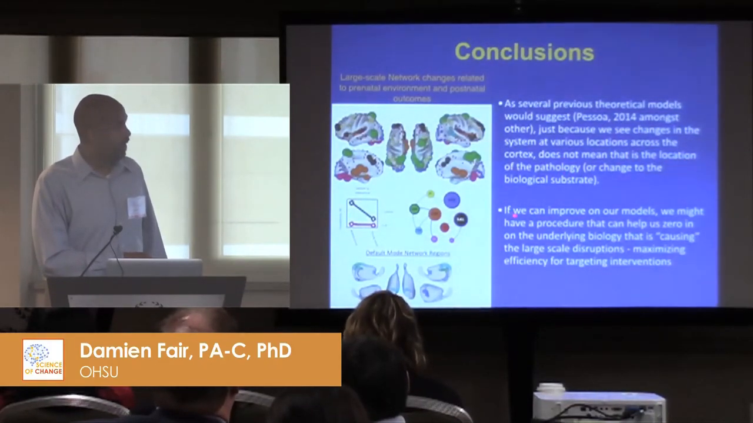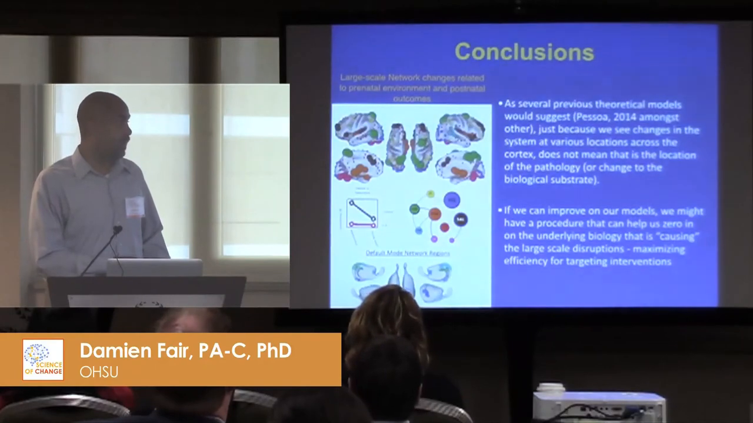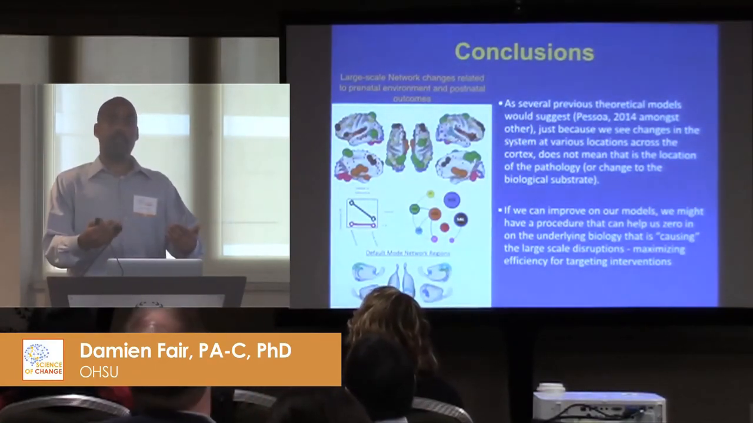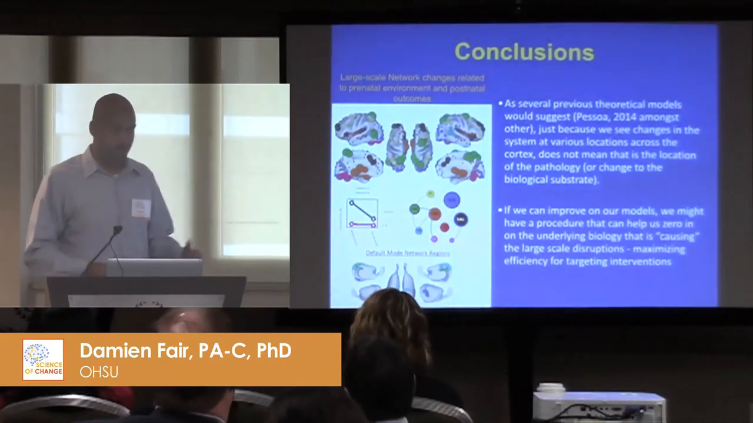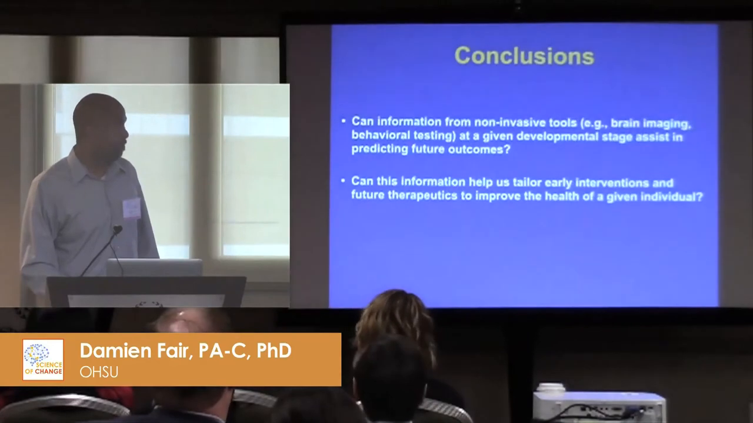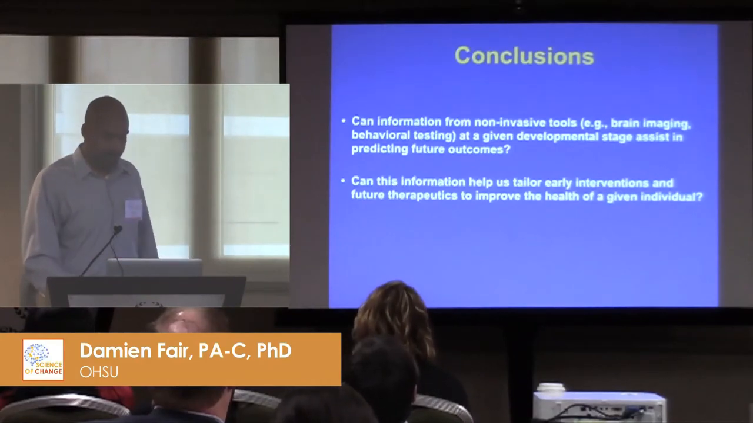Okay? If we can improve our models, we might have a procedure that can help us zero in on the underlying biology that's causing disruptions by going backwards from the data. But that's still a little bit in development, although some aspects of it were in the paper. So can this information at a given time help us predict future outcomes? Can it help us tailor interventions?